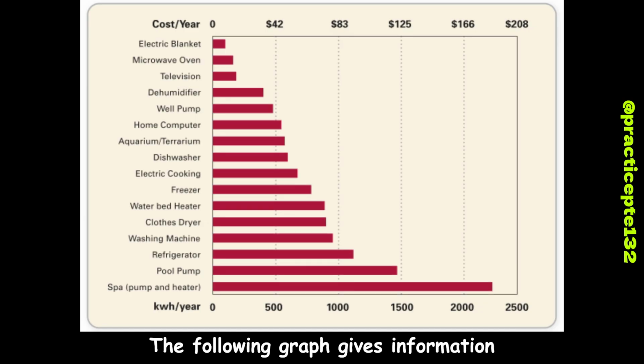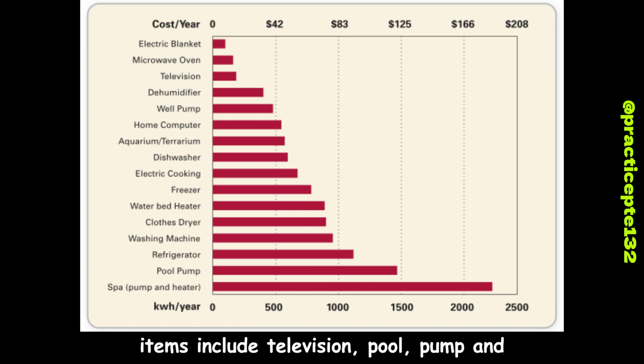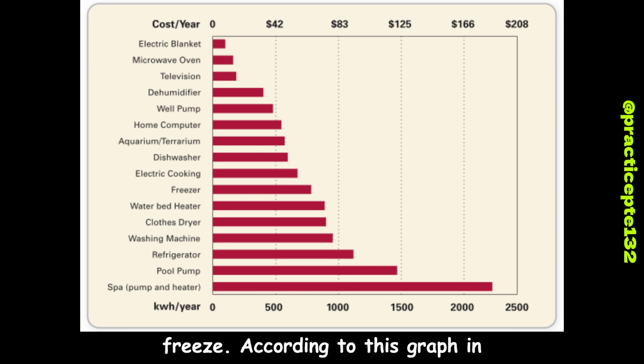The following graph gives information about the electricity cost. The items include television, pool pump, and freezer. According to this graph, in well pump, the cost is around 40. And that of the pool pump is higher, which is around 125.